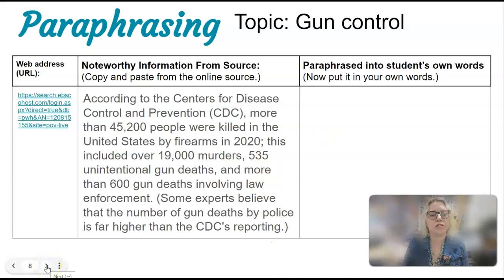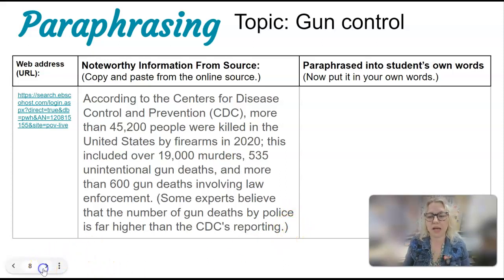The original note reads, according to the Centers for Disease Control and Prevention, more than 45,200 people were killed in the United States by firearms in 2020. This included over 19,000 murders, 535 unintentional gun deaths, and more than 600 gun deaths involving law enforcement. Some experts believe that the number of gun deaths by police is far higher than the CDC's reporting.